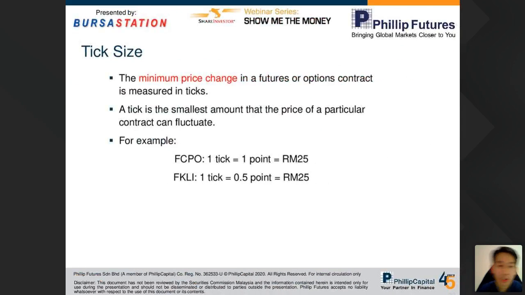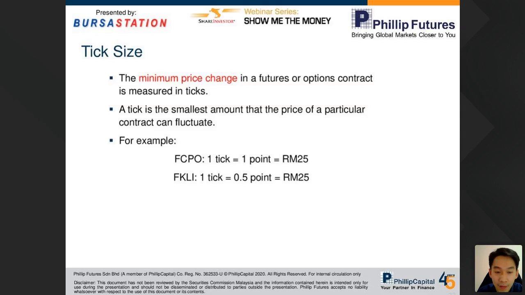Okay, next you want to know what the tick size is. Tick size means the minimum price change. For FCPO, the tick size is 1 point. Let's say you enter a position at 2,700. The next price change will be 2,701. That's 1 point, 1 tick. By going up 1 tick, how much can you earn? Or going down by 1 tick, how much can you lose? The answer is 25 ringgit. So 1 point is 25 ringgit for FCPO.